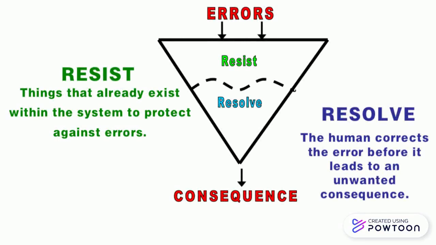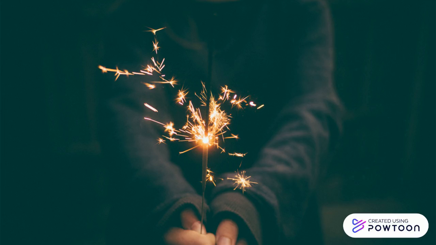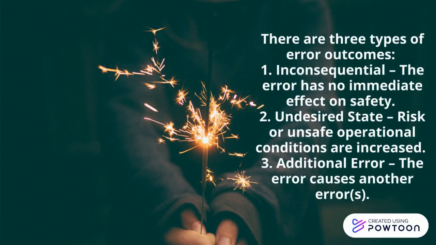This is the second part of the model. When the errors occur, there's a resist and resolve aspect. The resist does things that already exist within the system to protect against errors, and the resolve is when the human corrects the error before it leads to an unwanted consequence. There are 3 types of error outcomes which determine the effect that it has on safety: inconsequential, undesired state, and additional error.